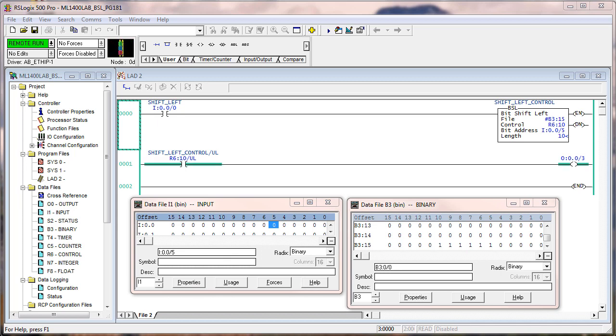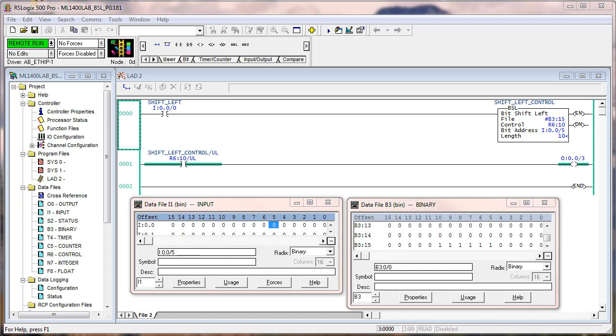If I shift one more time, now you see I shifted a 1 into the unload position, but notice R6:10/UL, you can't look at that and know it's bit 10. You have to look at the length. Now, coincidentally, I guess I can't say they planned on it, the length is 10, 0 through 9 is what you're shifting. But the length 10 does not imply bit 10, though coincidentally, it is bit 10 that is the unload position.